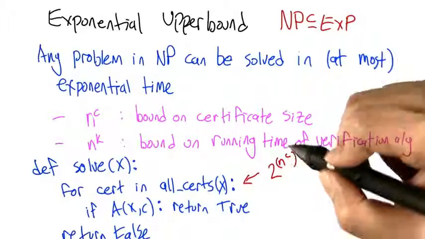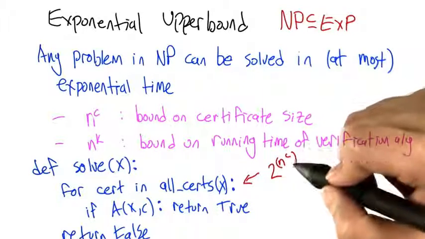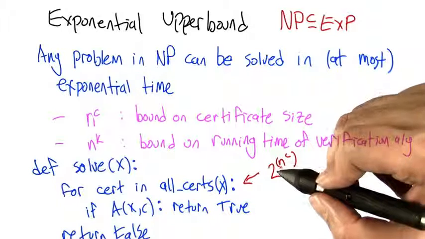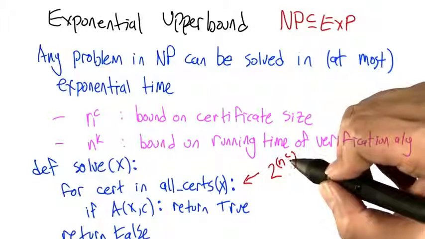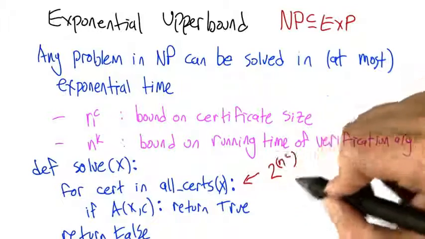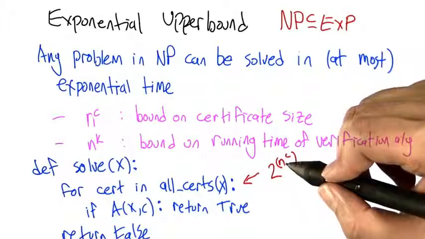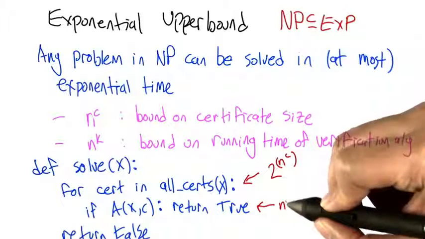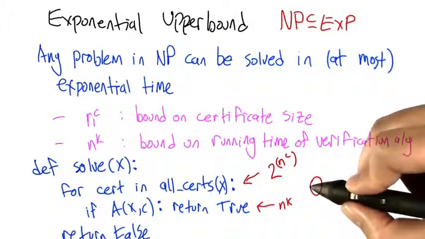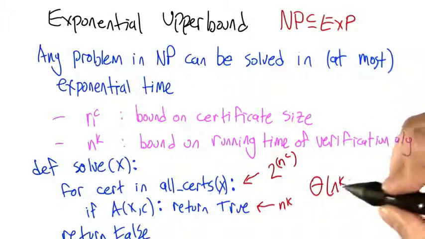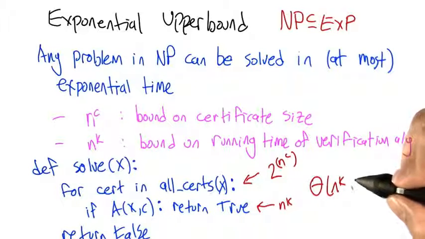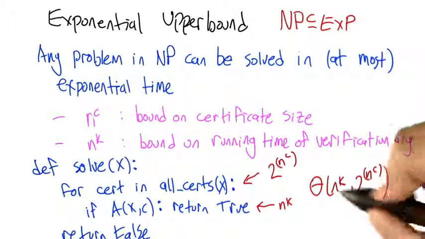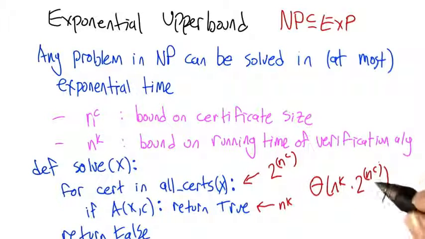If we imagine the size of the certificate is written down in bits, this is the number of different assignments of bits to certificates of this size. So if we run through all possible ones of those, we know that we've checked everything. And then for each of those, the running time is on the order of n to the k. So the total running time is like n to the k, which is a polynomial, times 2 to the n to the c, which is exponential. So the total running time is exponential. It's not worse than exponential.